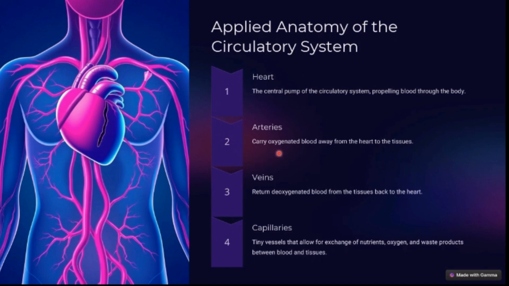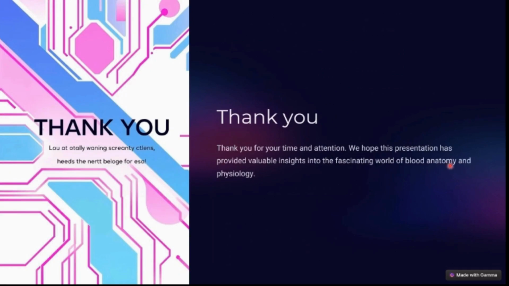Then arteries carry oxygenated blood away from the heart to the tissues. Veins: if there are any DVTs, see how harmful that might be. Pulmonary embolism can occur and instant death can occur. Veins return deoxygenated blood from the tissues back to the heart. Capillaries are tiny vessels that allow for exchange of nutrients, oxygen and waste products between blood and the tissues. So how important the blood is.